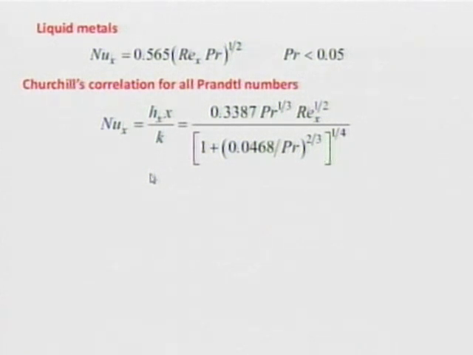Okay, I am answering that question. Churchill's correlation is independent of the range of the Prandtl numbers I am handling. It is valid for liquid metals too, and for all Prandtl numbers less than 0.05 only this is valid. But your question is, what should I do between 0.05 and 0.6? Generally we don't come across such a fluid, liquid metals are very few. Generally we handle air, so anything between 0.05 and 0.7 is not there. That is the reason. But if we come across it, we can use Churchill's correlation. Okay, that's a good question.